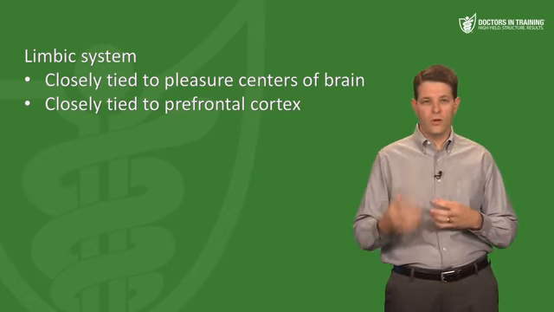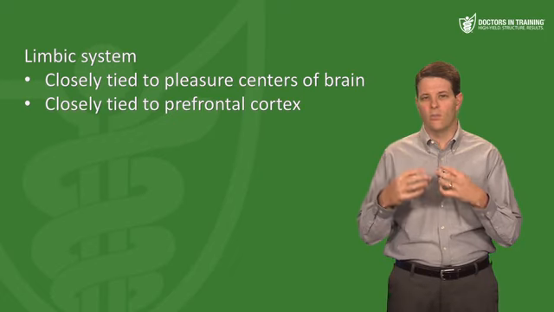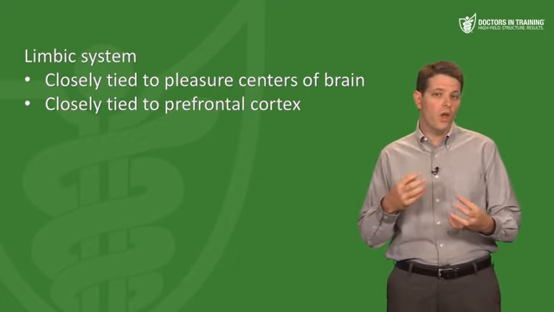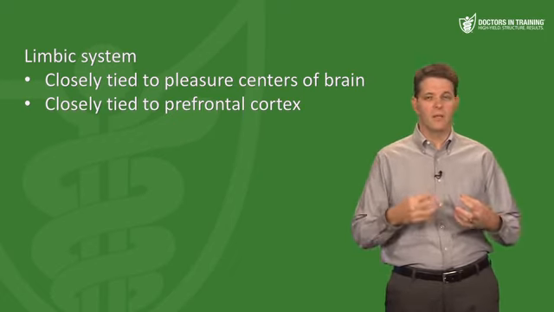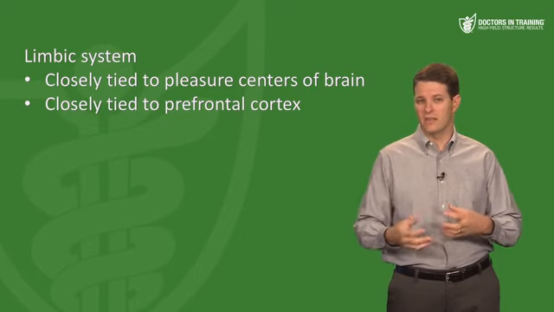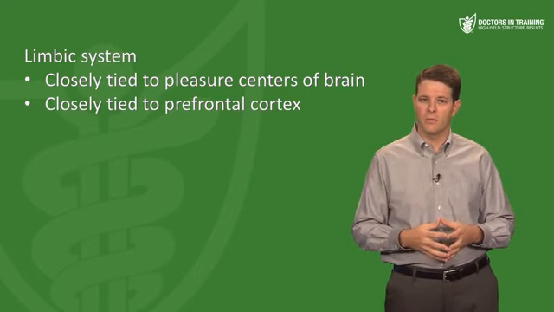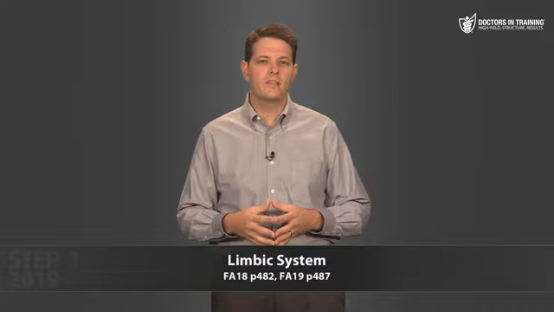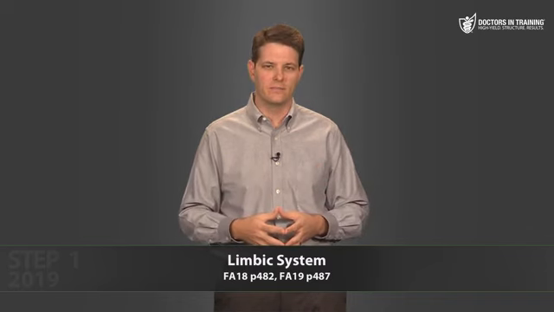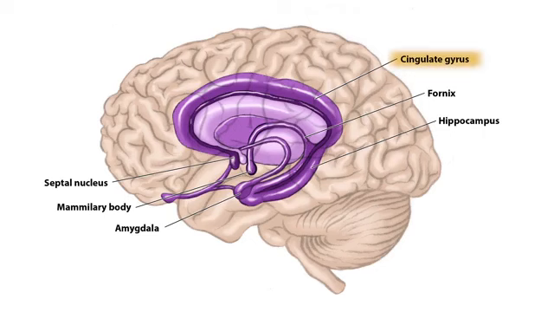So when your prefrontal cortex is busy solving a difficult puzzle or solving a problem, it's also communicating with the limbic system and the pleasure centers, which is why we get pleasure and a sense of accomplishment from solving problems. And the prefrontal cortex is also responsible for inhibiting the limbic system, so we aren't constantly acting on those animal instincts. The limbic system consists of the cingulate gyrus, the fornix, the hippocampus, which is important for memory, the septal nucleus, the mammillary bodies, and the amygdala.